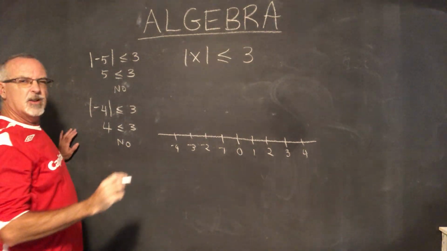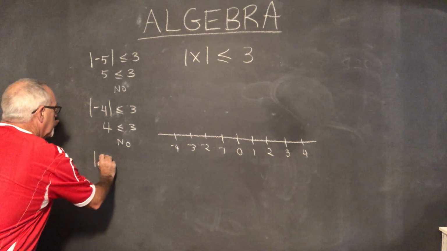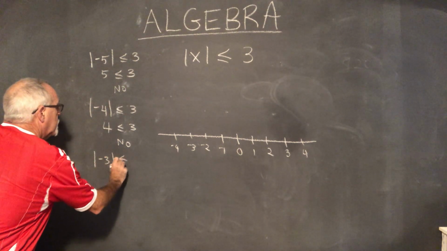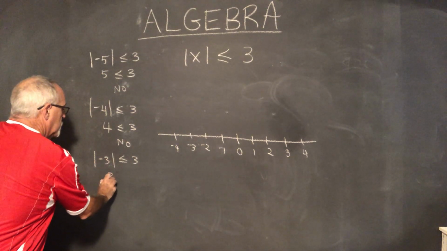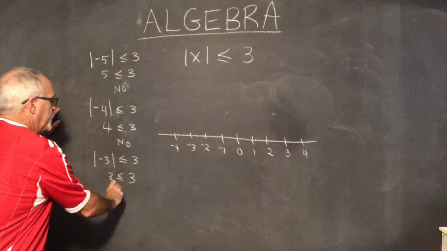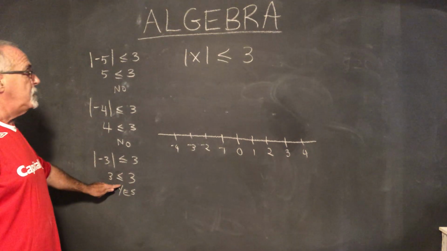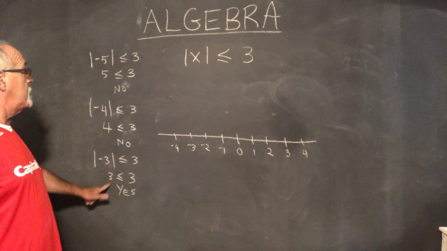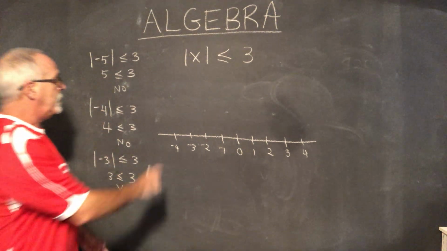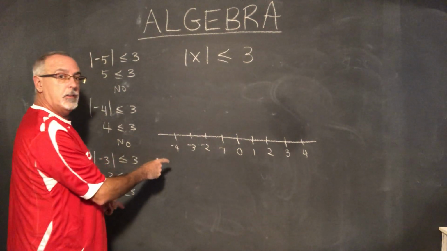How about 3? It's a good idea to use the number itself, but I'm going to try -3. The absolute value of -3, is that less than or equal to 3? The absolute value of -3 is 3. And this time we have a yes, thanks to that little or equal to in our symbol. So -3 is working. -5 didn't work, -4 didn't work. That means that -5 and -4 won't be part of my answer. -3 will be part of my answer.